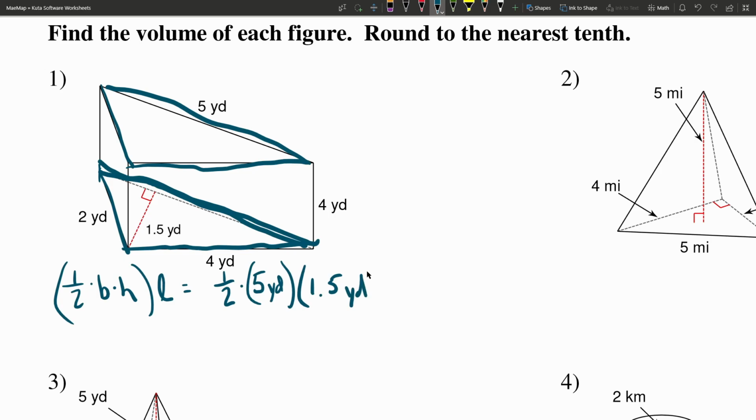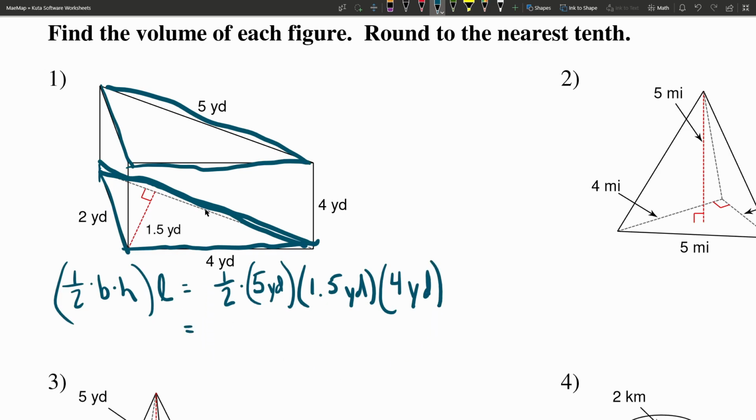And that's 1.5 yards. Now notice if we stopped here, that would give us the area of one of those triangles. Yards times yards, that's yards squared. But we don't want just yards squared, we want yards cubed because we're dealing with the volume. So now multiplying by the overall length of our figure of 4 yards.